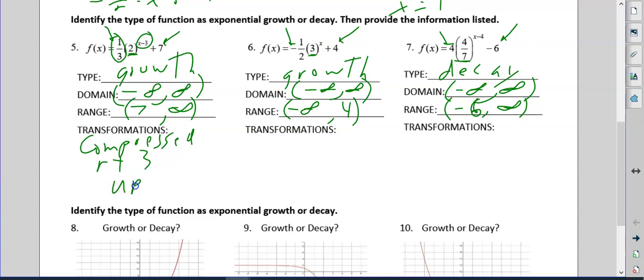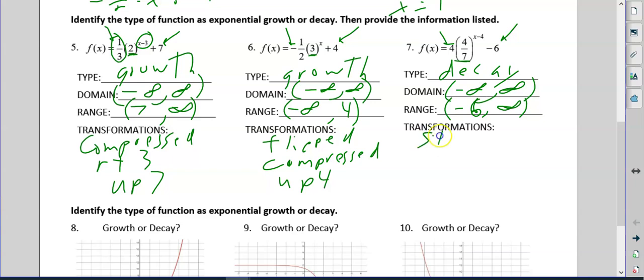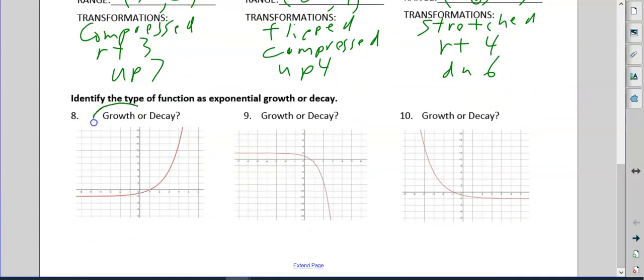The +7 means exactly what we think, up 7. Number 6, the negative flips it. The 1/2, again, means compressed. The +4 means up 4. Number 7, the 4 means stretched. X minus 4 means right 4. Inside lies. -6 means down 6.